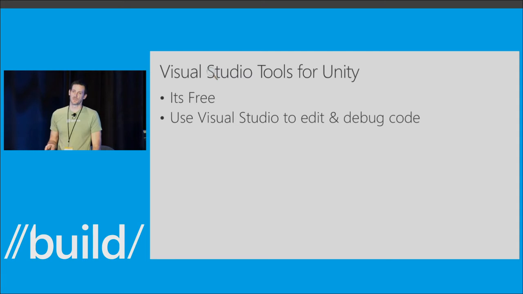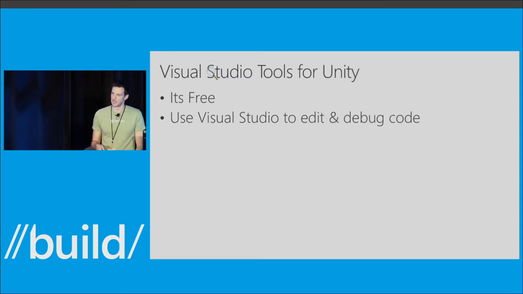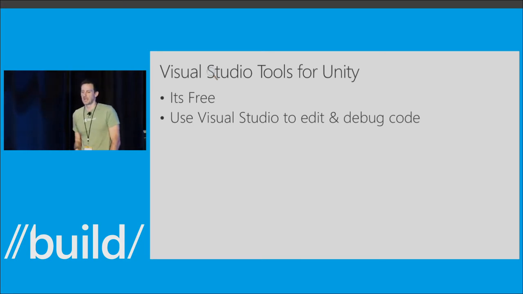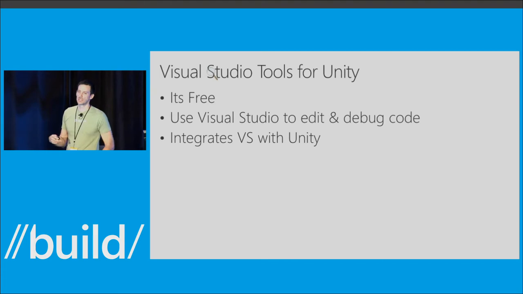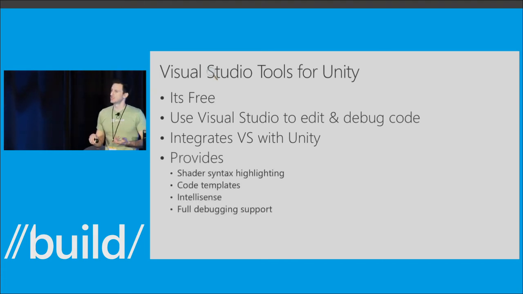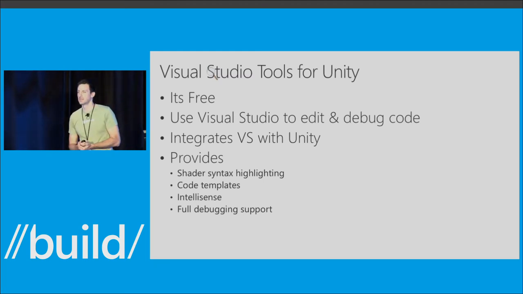This allows you to use Visual Studio to edit and debug code. The default is MonoDevelop. And who uses Visual Studio, right? Probably everybody raised their hand, most people. So this allows you to use Visual Studio to not only edit, but also to debug your code in Unity, which we'll look at shortly. This makes the two integrate together pretty seamlessly. This gives you shader syntax highlighting, IntelliSense like you'd expect in an IDE, code templates, one of my favorite features of that, and full debugging support.